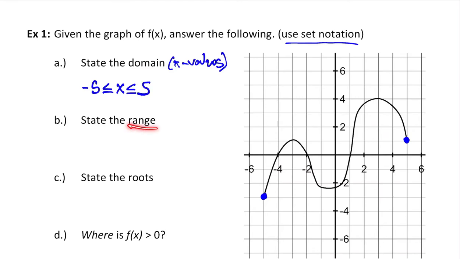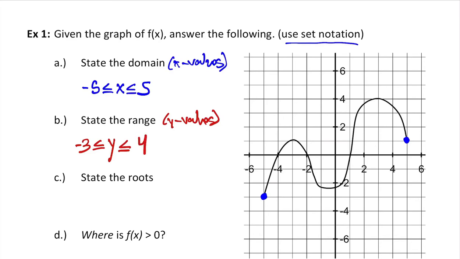Now I need to state the range. All right, let me go to a different color here. Range will be the y values. So the y values, what you want to do, and this is important, you don't want to use the endpoints necessarily. Y values would be the maximum. So it looks like this right here is the maximum, and this right here is the minimum. So this is the range here. So my lowest looks like -3 up to 4 inclusive. So this would be -3 is less than or equal to y is less than or equal to 4.